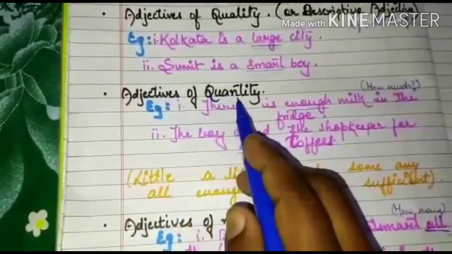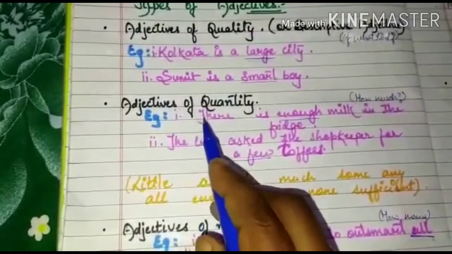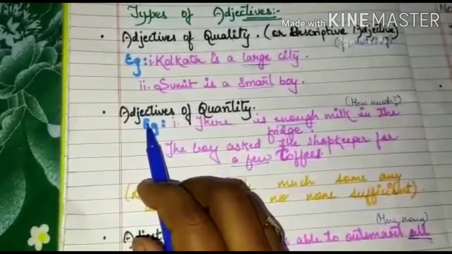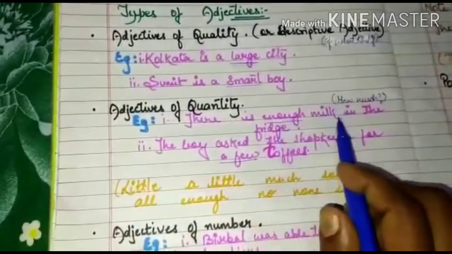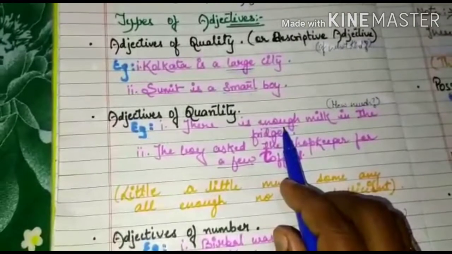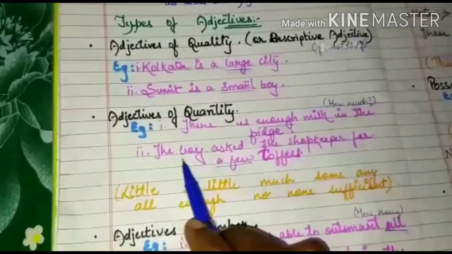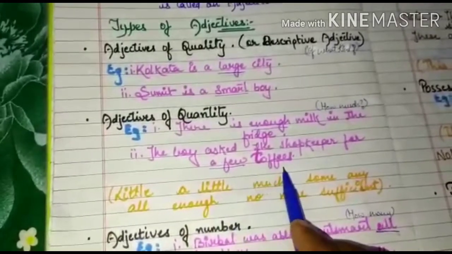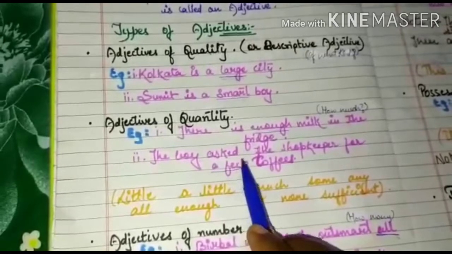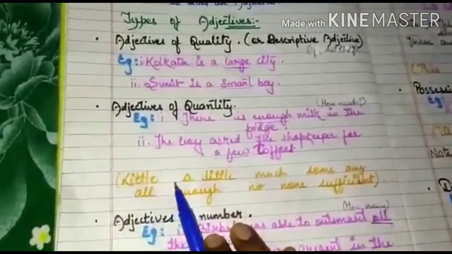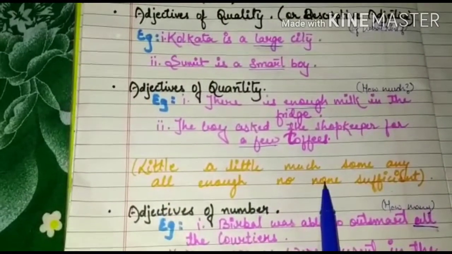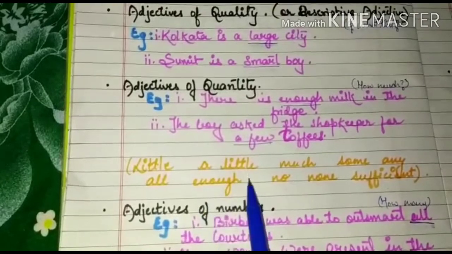Next we have adjectives of quantity. It tells us how much of something is being talked about. How much? Example, there is enough milk in the fridge. How much milk? Enough. So enough is quantity. Next example, the boy asked the shopkeeper for a few toffees. How many toffees? A few toffees. A few is again quantity here. We have some more words here: little, a little. We can use all these words as adjectives of quantity.